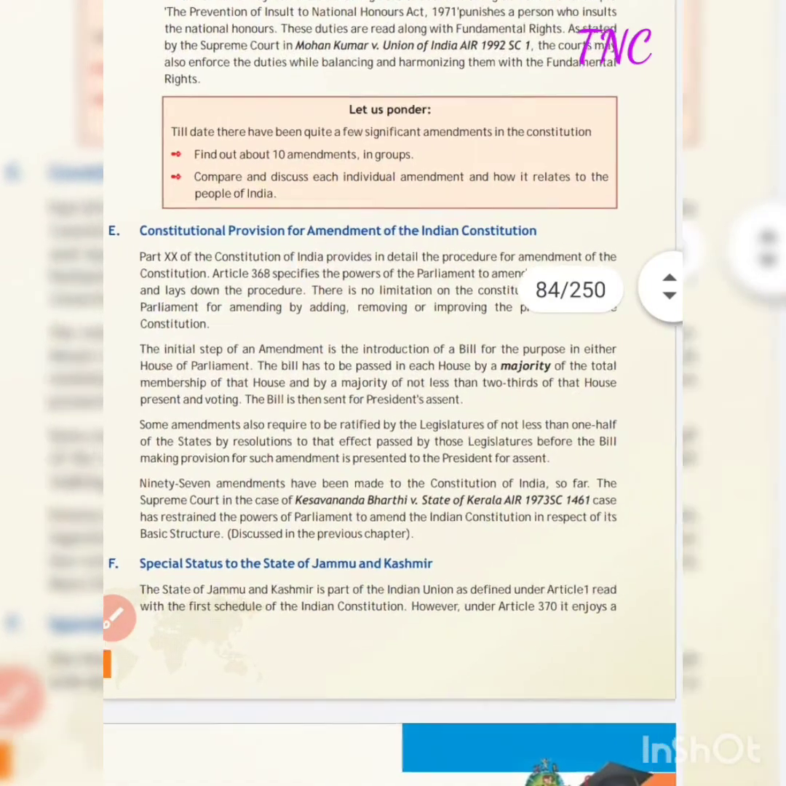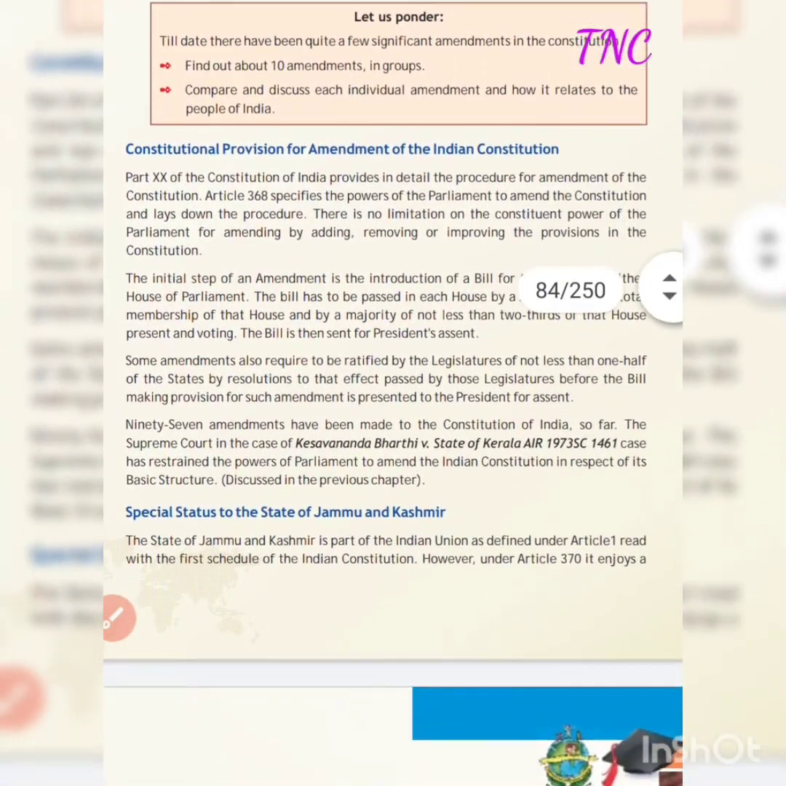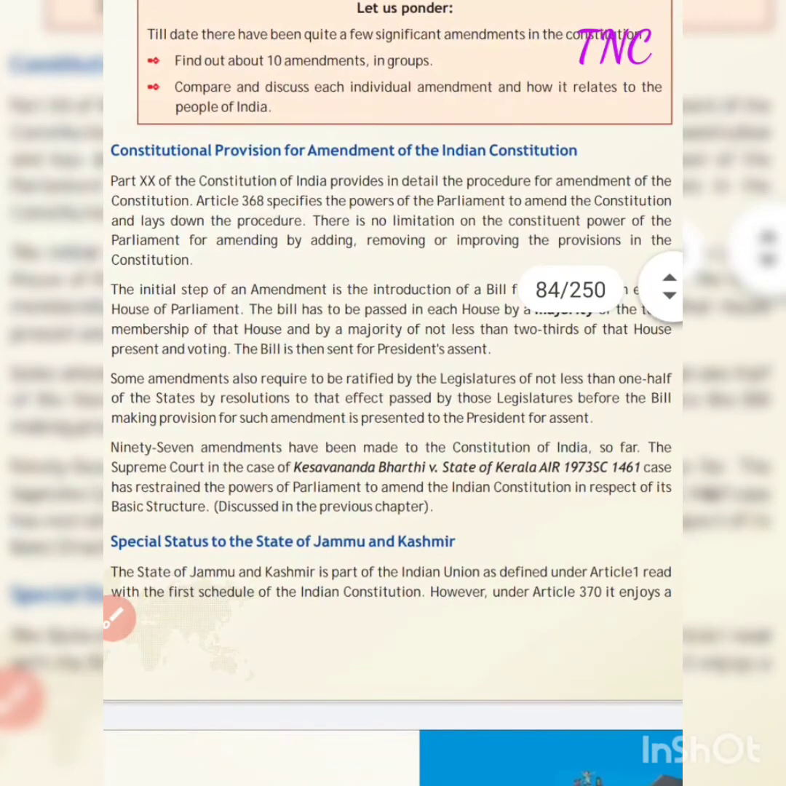Constitutional provision for amendment of the Indian Constitution: Part 20 of the Constitution provides in detail the procedure for amendment. Article 368 specifies the powers of Parliament to amend the Constitution and lays down the procedure. So amendment अगर करना है तो वो कैसे होगा, what would be its procedure, that is also mentioned in the Constitution, Part 20, Article 368. Part 20 states what would be the procedure for amendment of any article in the Constitution, and Article 368 gives the power to Parliament that Parliament will be able to amend the Constitution, and by what procedure, that also is in Article 368 itself.